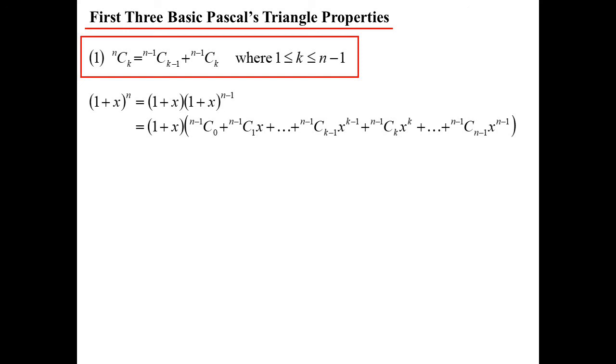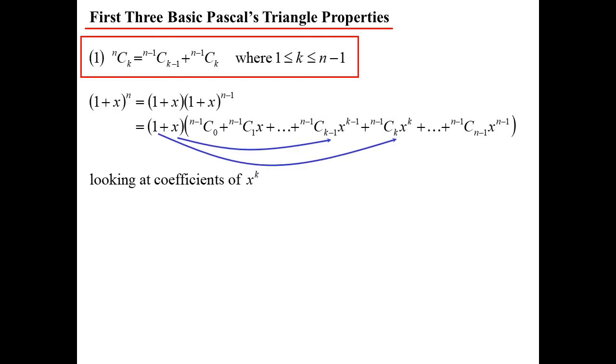So somewhere in the middle, they'd be there. Now, I want to look at the coefficients of x to the power of k. That's all I'm interested in. So on the left-hand side, if I was to expand out (1 + x)^n, only one of those terms would have x to the power of k, and it would be nCk x^k.